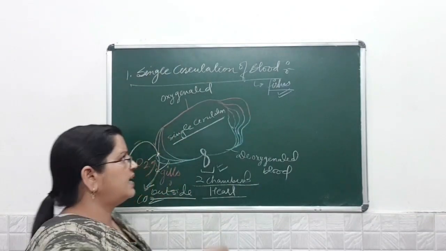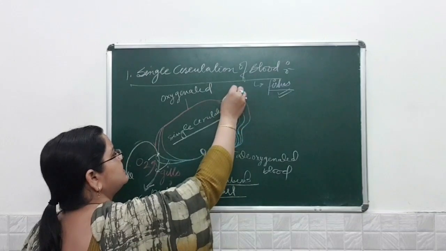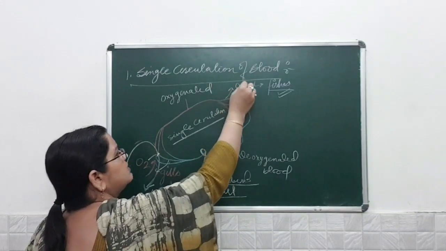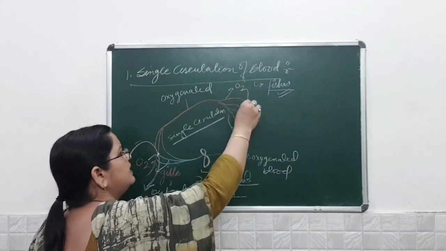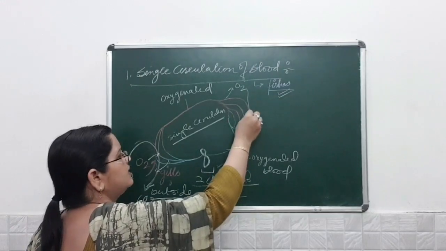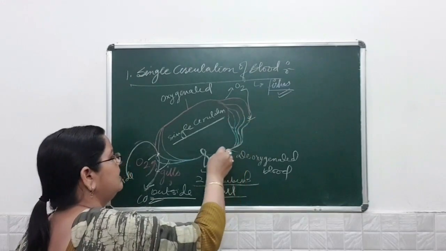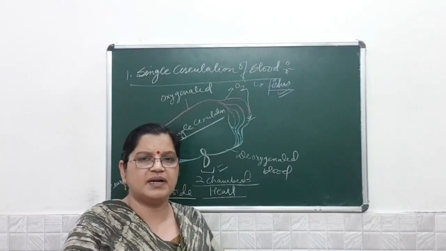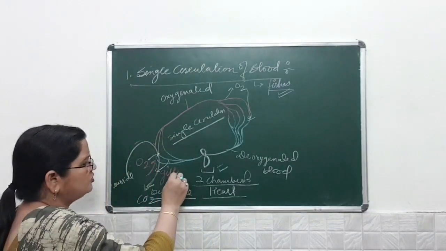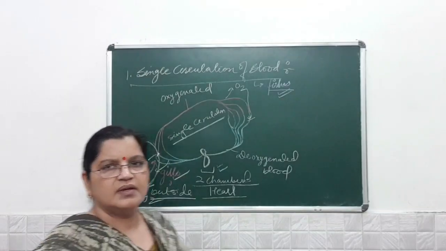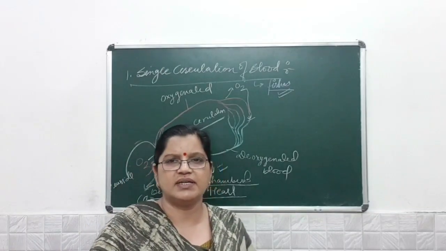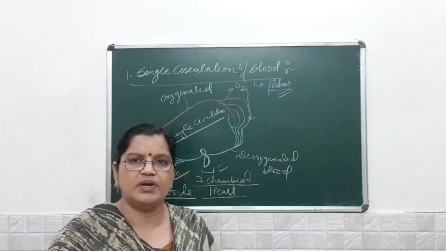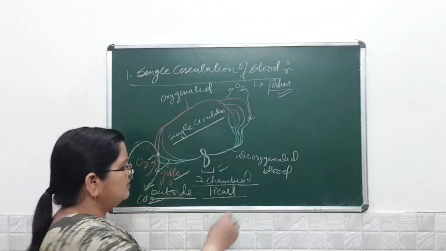Oxygenated blood, transportation of gases takes place in different tissues. Oxygen is released and CO2 is absorbed. And this deoxygenated blood again moves toward the heart. Heart pumps this blood again towards the gills. So this type of simple circulation is known as single circulation of blood, found in fishes.